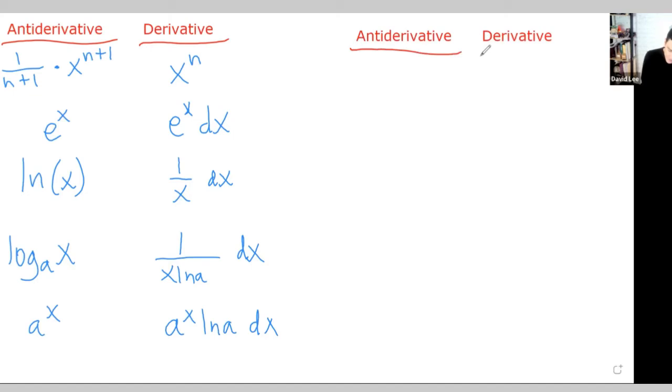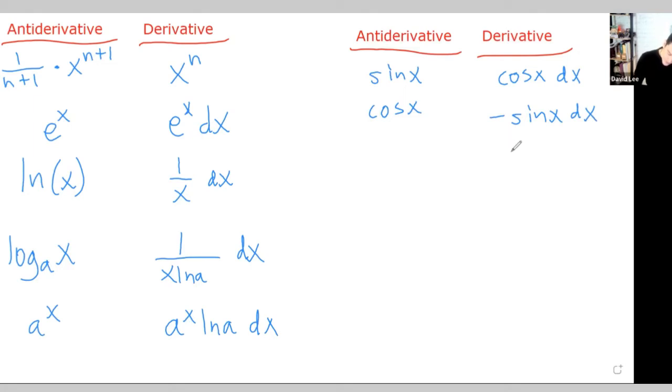So what if you have a derivative that looks like, let's say, cosine x dx? Then its antiderivative would have just been sine x. What if a derivative looks like negative sine x dx? Then it came from cosine x. What if you have secant squared? It came from tangent. Let's see, what else? I think there's 3 more that I want to give you guys.